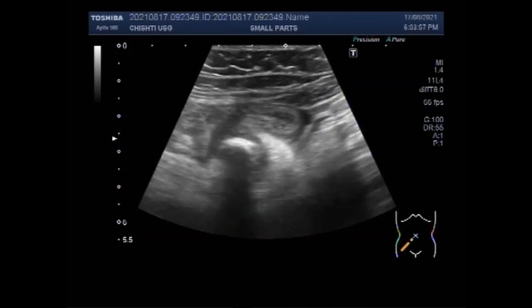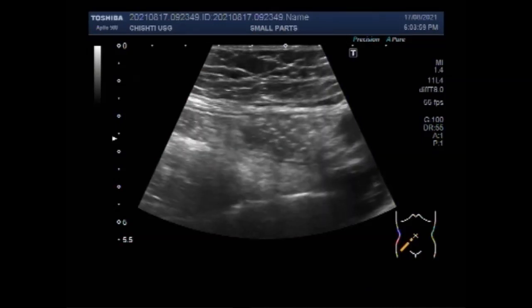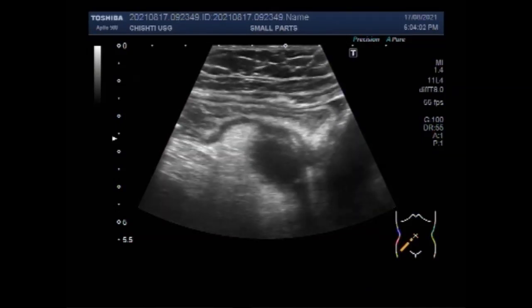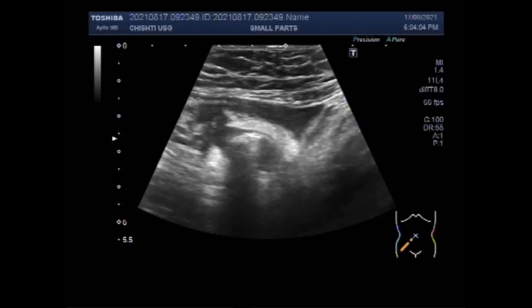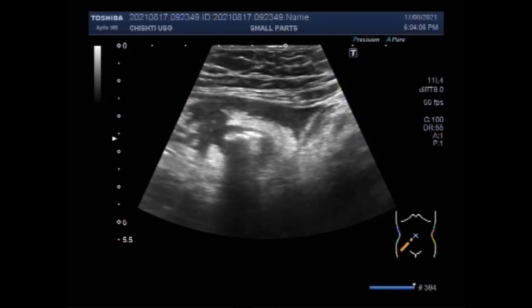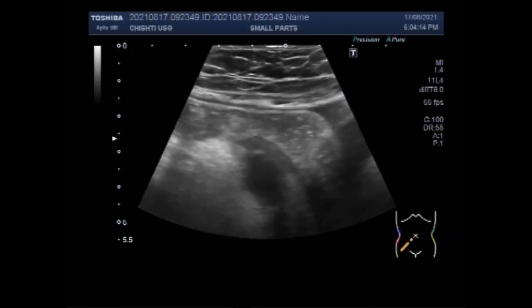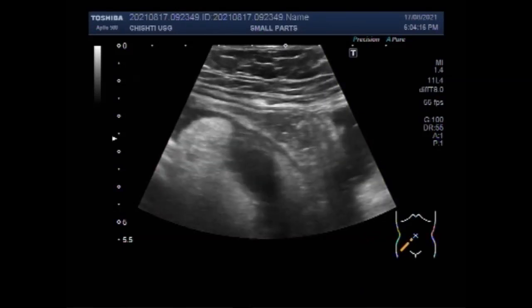You can see the area of scanning is the right iliac fossa, and first of all you will focus on the ascending colon, then the cecum, and when you sweep the probe around this area, you can find the inflamed appendix.